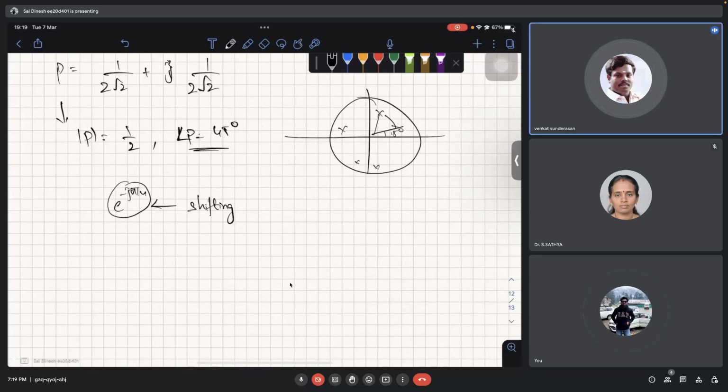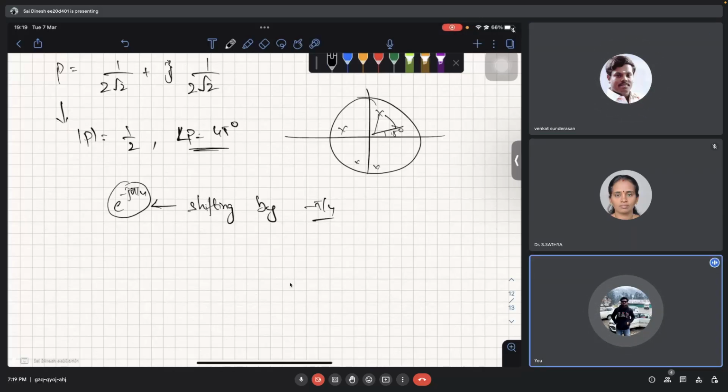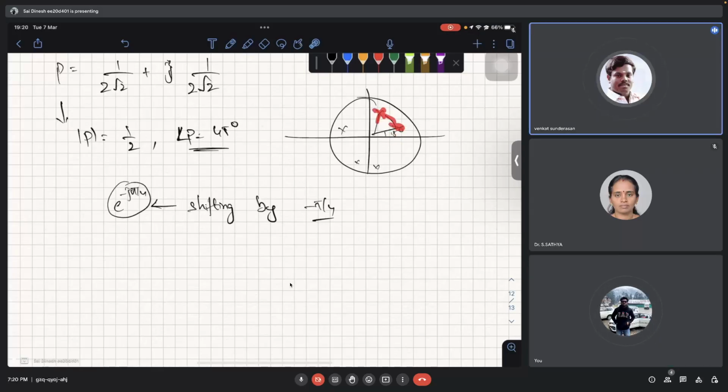Whatever the power is, here minus pi by 4, the poles and zeros are shifted by the multiplication depending on the multiplication term. Here, minus j pi by 4 means shifting by minus pi by 4. So in the question the poles are at 45, so they go to 0. But if they exist at 60, they become 15 degrees. Okay, understood, thank you. Is it clear?